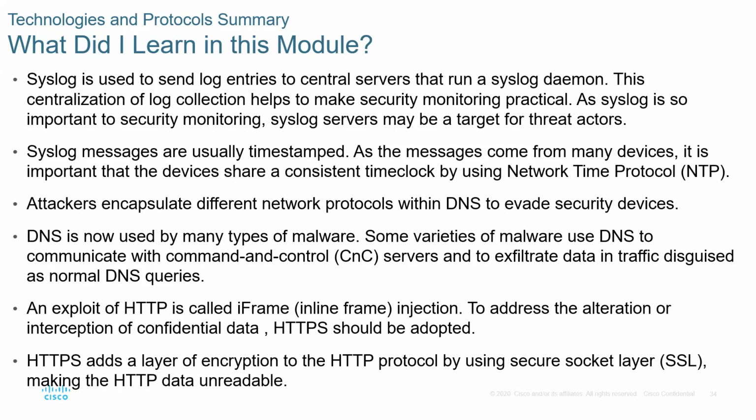Attackers will encapsulate different network protocols within DNS in order to evade security devices. DNS is now used in many types of malware, particularly for command and control or CnC servers, in order to exfiltrate data disguised as normal DNS queries. An exploit of HTTP is called iframe or inline frame injection. To address the alteration and interception of confidential data, HTTPS should now be adopted on all pages. It adds a layer of encryption to the HTTP protocol using SSL or Secure Sockets Layer, making that HTTP data unreadable.